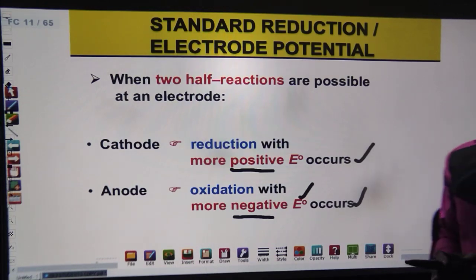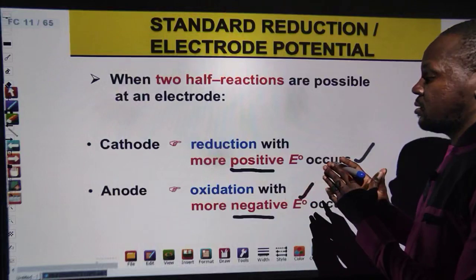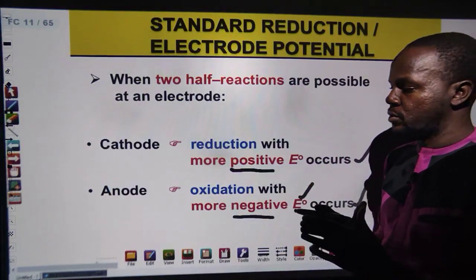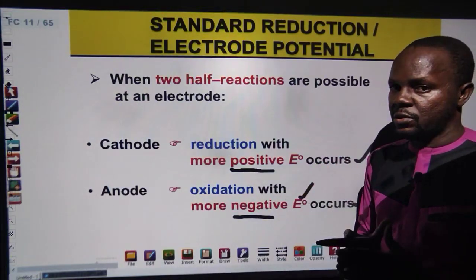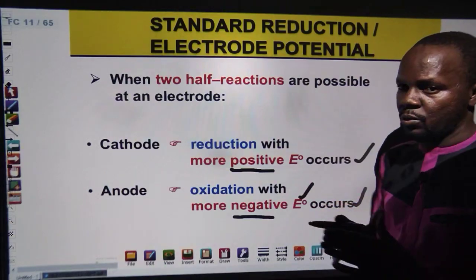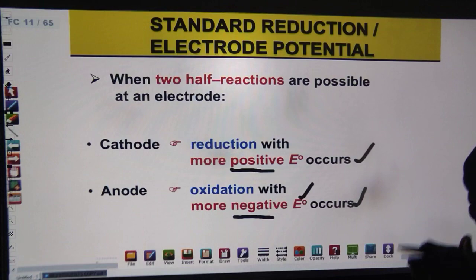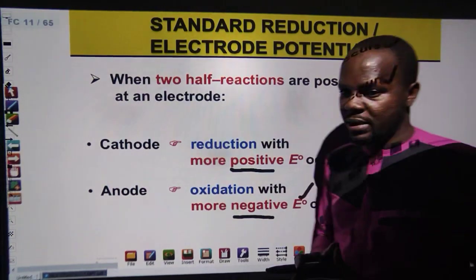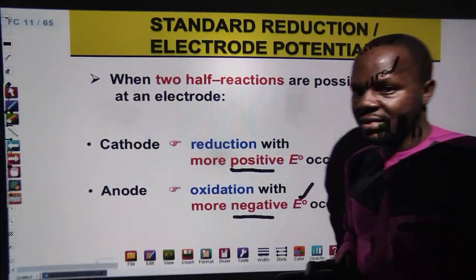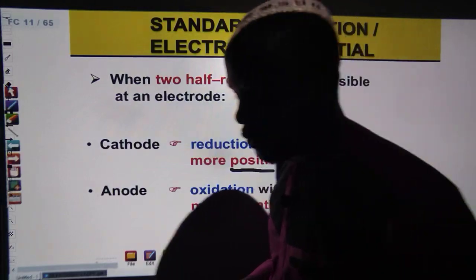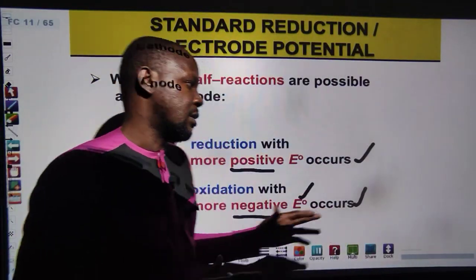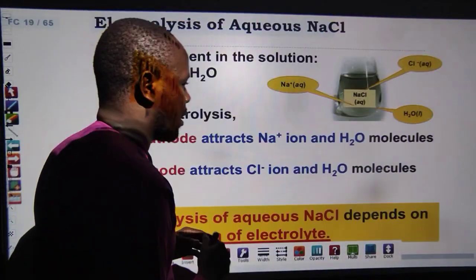It's simple. At the cathode, the more positive the E naught, the more likely that species will be discharged. At the anode, the more negative the E naught, the more likely that species will be discharged. So these are the things we talk about when we are discussing all this. We shall see that.